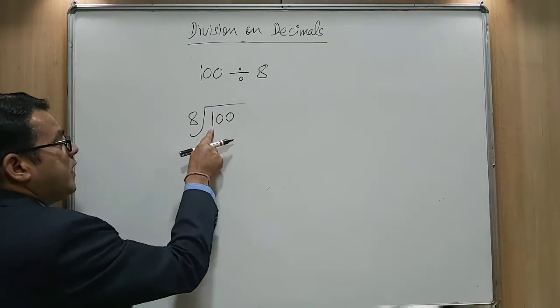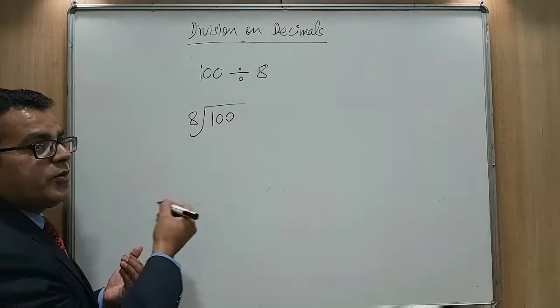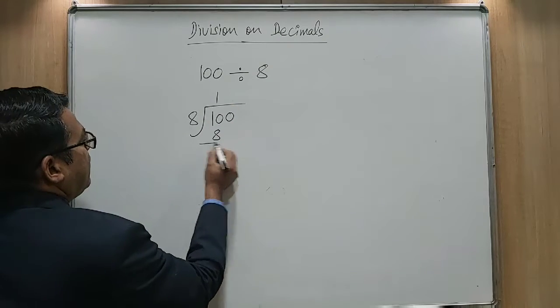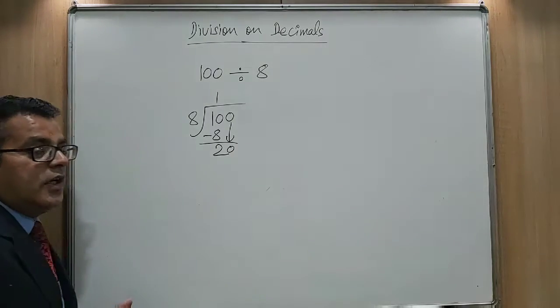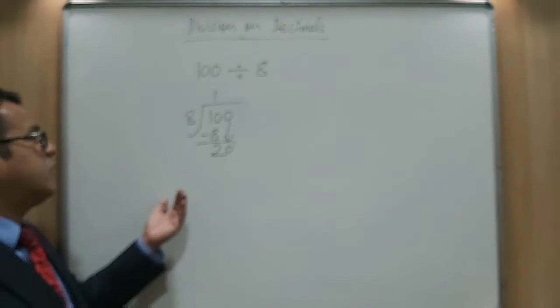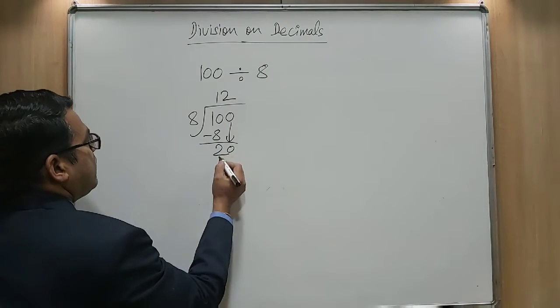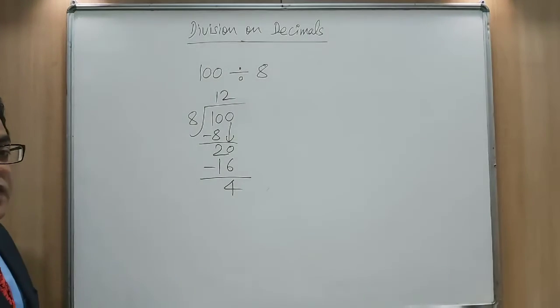So first 1 is there. It is not possible to divide 1 by 8. So we can put 0 here, but it is optional. No need to put. So 10. Now 1 time we can write here. So 2 after subtraction we have here. Now what is next? 0. Now 20 is the next number. So we need to divide this 20 by 8, 2 times. And 4 we have here now.